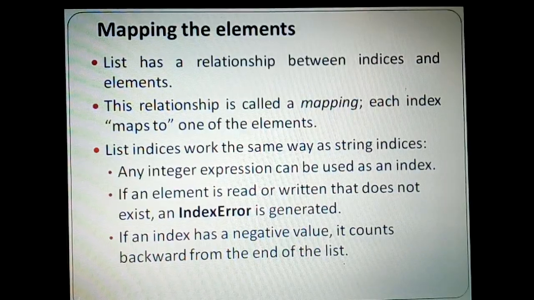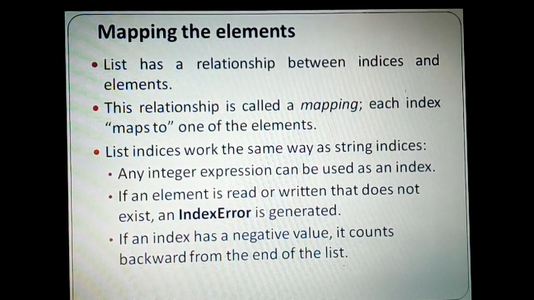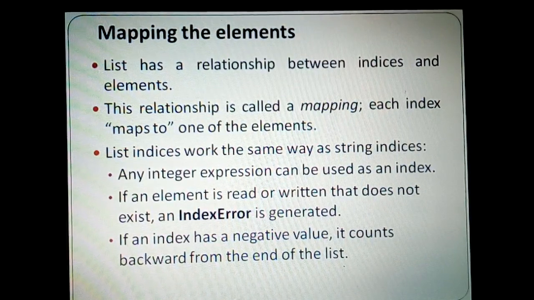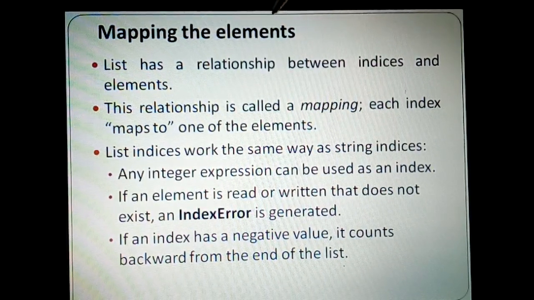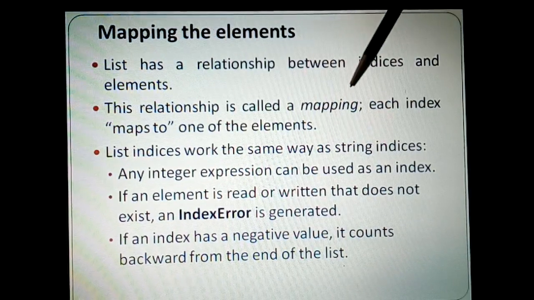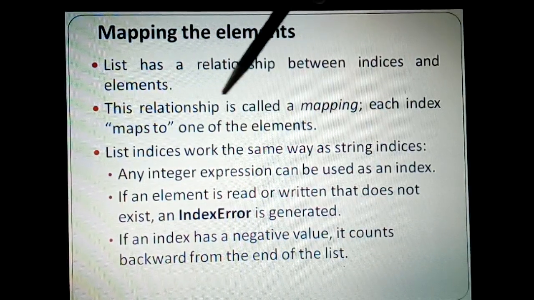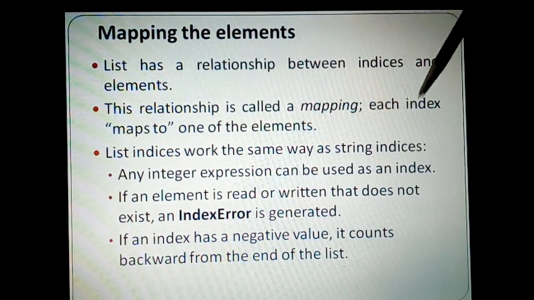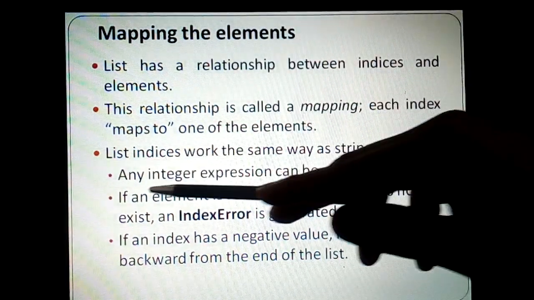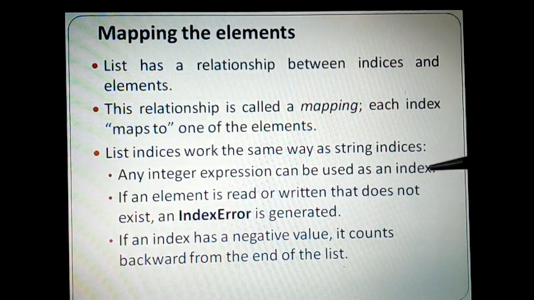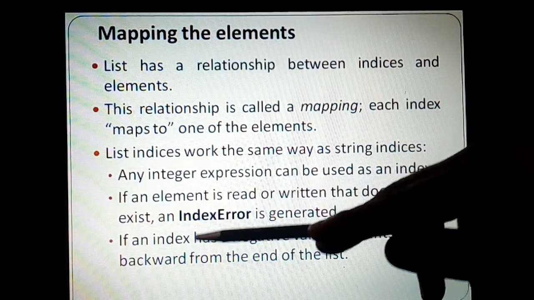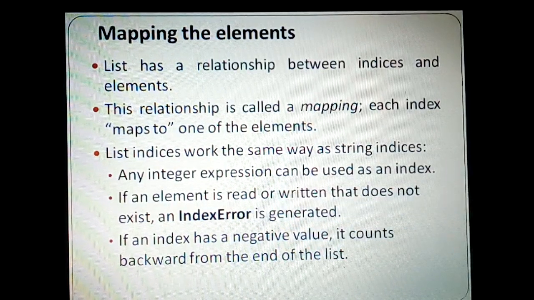Now let us understand how to map the elements. A list has a relationship between the indices and the elements. Whatever we are putting in the list, there is a relationship between index and element, which you have already seen. This relationship is called mapping, and each index maps to one of the elements. List indexes work the same way as string indexes. If an element is read or written that does not exist, then an index error is generated.